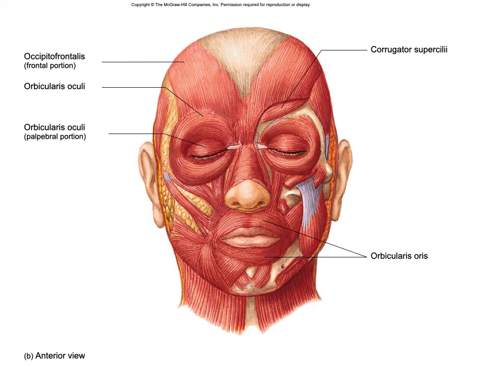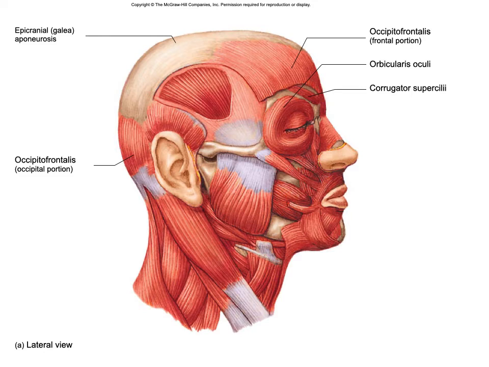You can see occipitofrontalis a little bit better here. Occipito is back here, isn't it? Right? Frontalis is up here. Right? And some textbooks list these separately. They give you an occipitalis muscle and a frontalis muscle. But the reality is that the origin is here and the insertion is over there.